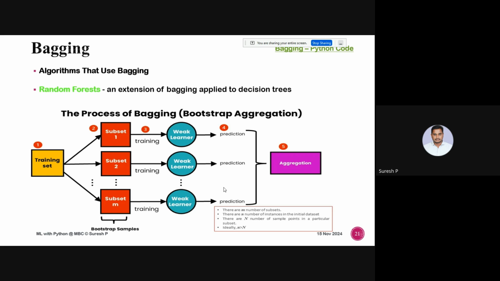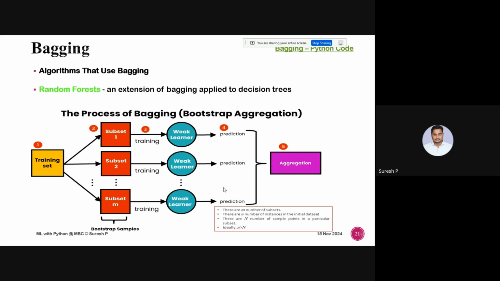The algorithm that uses the bagging technique is the random forest algorithm. We all know about it; you might have studied that. Random forest algorithm is a combination of multiple decision trees. A decision tree is used for classifying data, whether yes or no, affected or not, for example whether a particular person has heart disease or not.